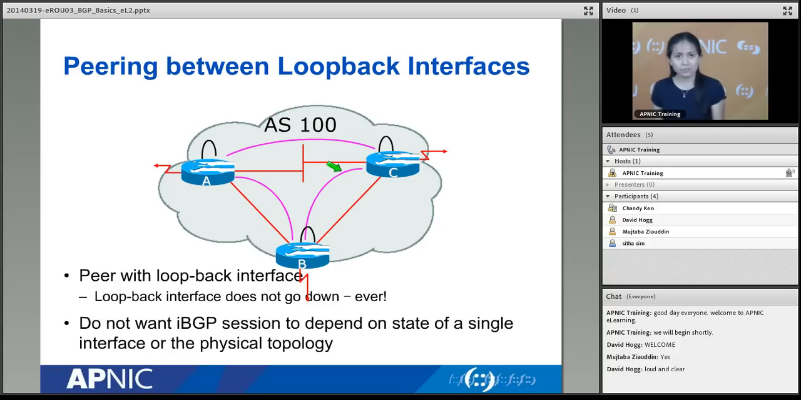So run iBGP on loopbacks, the logical interfaces, because it is always up. It's a virtual interface. There is a command in BGP called neighbor update source. It allows the BGP process to use a specific IP address or a specific interface as the source IP address. So in this case, we will set neighbor update source as our loopback interfaces.